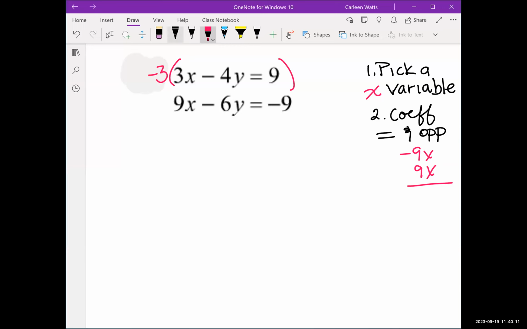Okay. So let's distribute. -9x. -3 times -4 is plus 12y. -3 times 9 is -27. And then I bring down the bottom equation, 9x minus 6y equals -9.